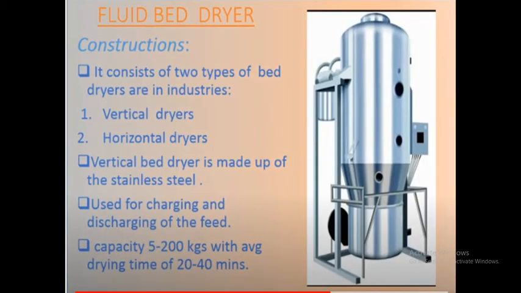Third one, fluid bed dryer. Construction of fluid bed dryer. It consists of two types of bed dryer in industry. One is the vertical dryer, another one is the horizontal dryer. Vertical bed dryer is shown in the figure.